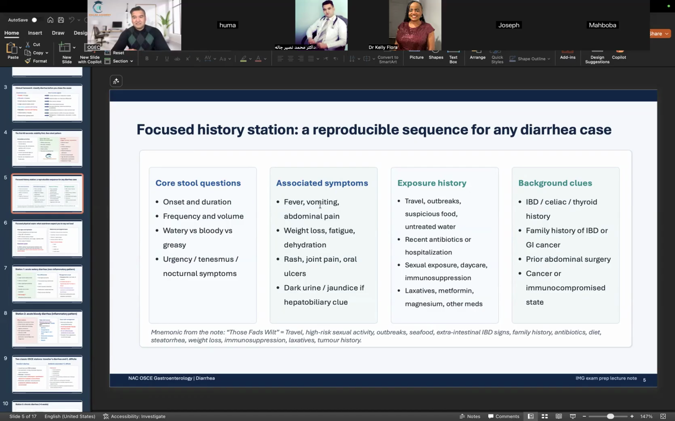Background clues: IBD, celiac disease, thyroid history, family history of IBD or GI cancer. Prior abdominal surgery, especially in the abdomen or GI system, cancer or immunocompromised status.